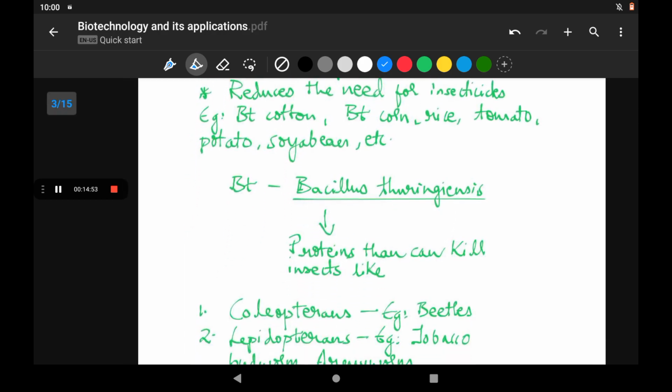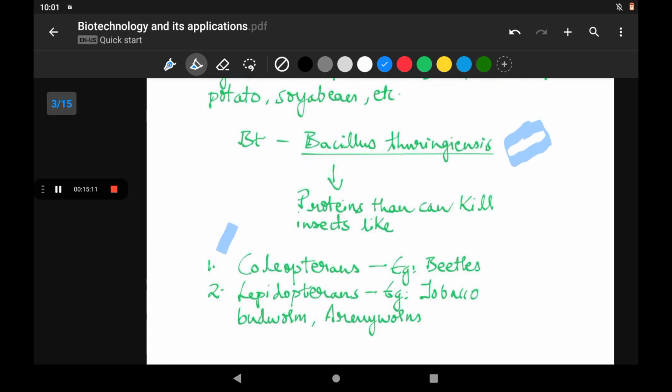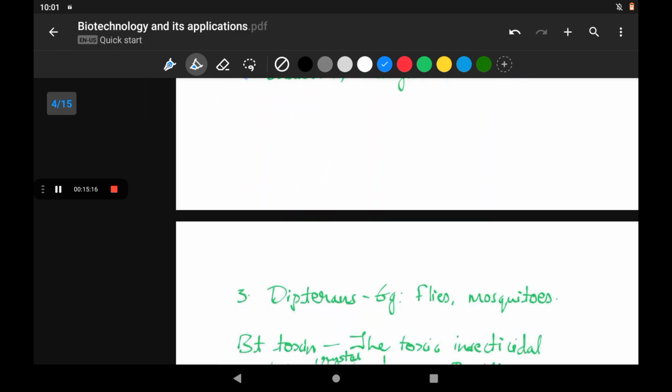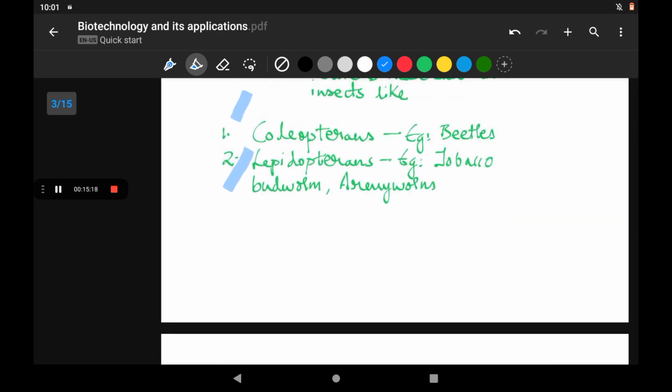So BT stands for Bacillus thuringiensis, the name of the bacteria. It is a rod-shaped bacteria. They synthesize proteins that can kill insects, and the groups of them are coleopterans, lepidopterans, and also the dipterans. So here you have three of them. You can remember them in the same sequence using the mnemonic CLD: coleopterans, lepidopterans, and dipterans.